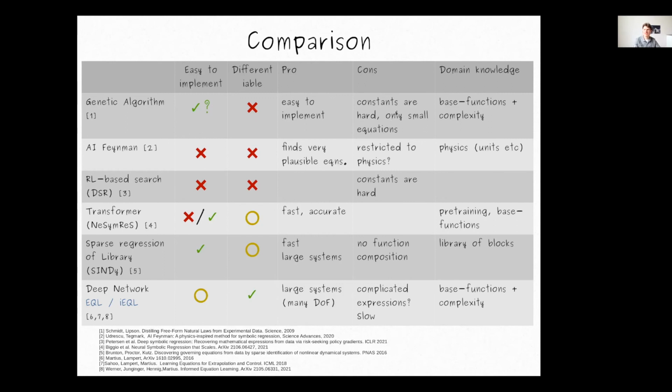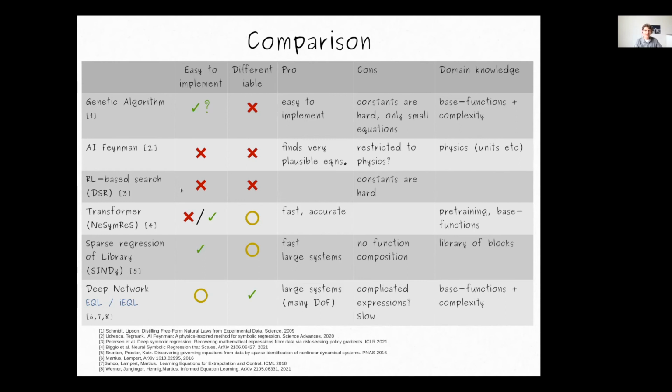or something, is difficult. Then we have this AI Feynman, which is sort of a bit more complicated to implement, and it's also not differentiable. It finds very, very good equations. It's really amazing. It gets the main knowledge in terms of physics, so that units match and a lot of stuff that is really specific. And I think it's pretty restricted to sort of the particular physics domain.